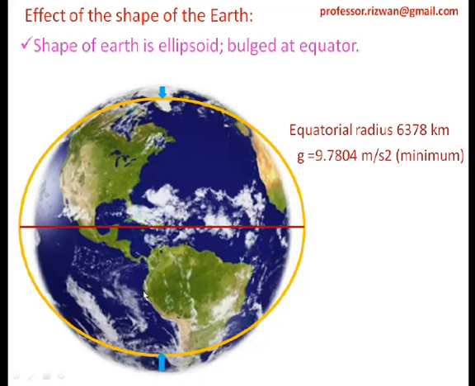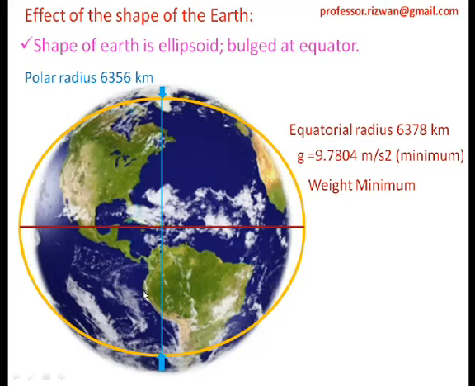Gravitational acceleration, we know, is minimum at the equator, so its value is 9.7804 meter per second square. And if you weigh somebody, or any object or body, it will measure minimum at the equator. So you must understand. Similarly, at the poles, the polar radius is 6356, which is less by 20 kilometers than the equatorial radius.